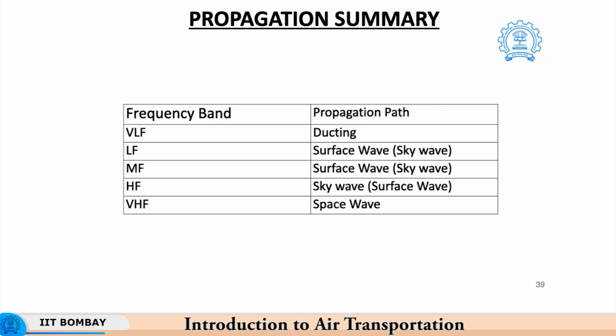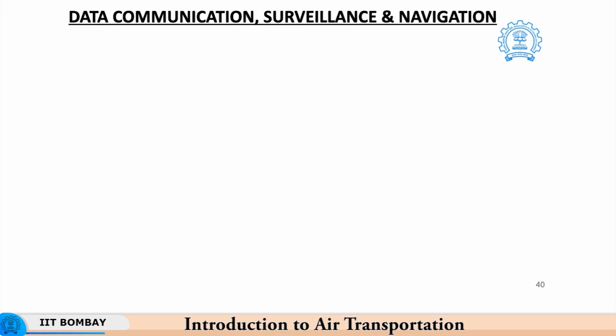This is a brief tabular summary of the propagation paths that are used for aviation. The VLF band makes use of the ducting mechanism, whereas the LF and MF frequency bands make use of surface wave propagation. The HF makes use of sky wave propagation, whereas the VHF makes use of space wave propagation to carry out the communication.